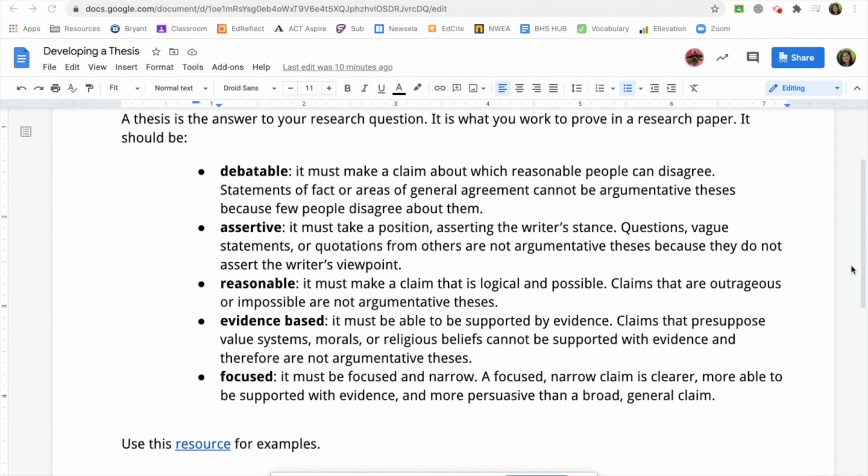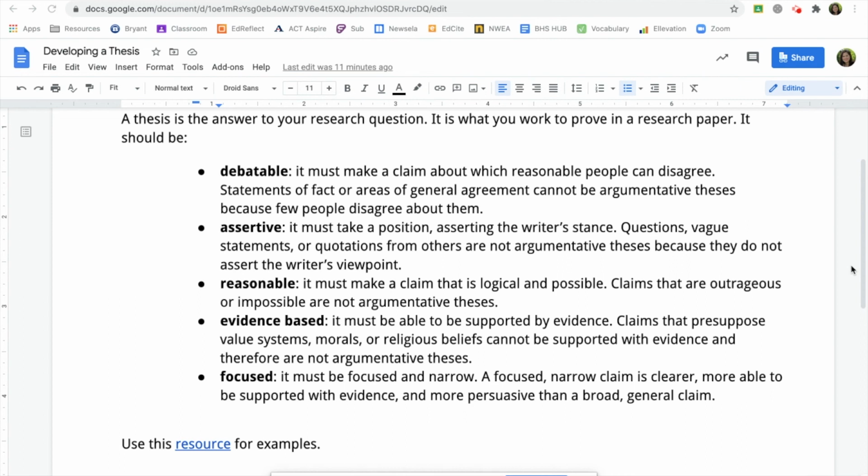Let's try one more. Social media should be banned because it is morally wrong. So let's look at that one. Is that debatable? Would people disagree? Yes. Is it assertive? Does it take a stance? Yes. Social media should be banned because it's morally wrong. So that definitely takes a stance. People would definitely debate on it too.